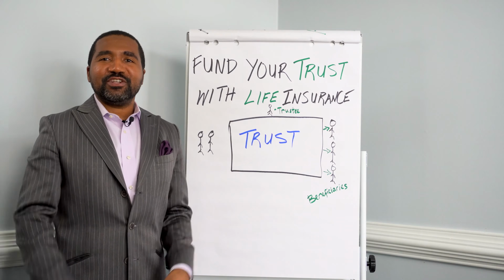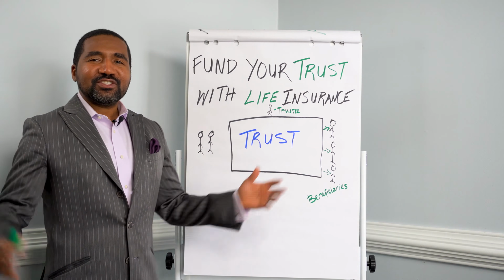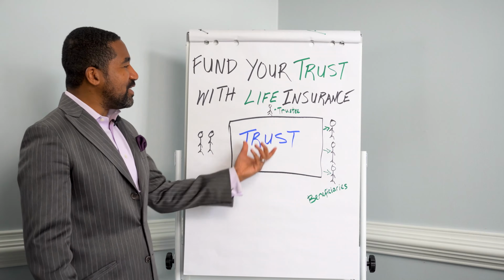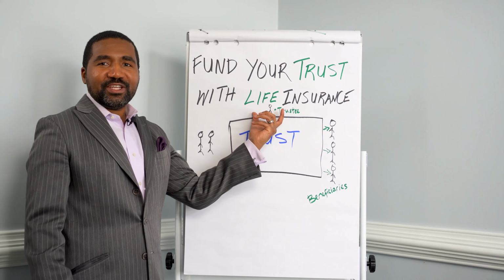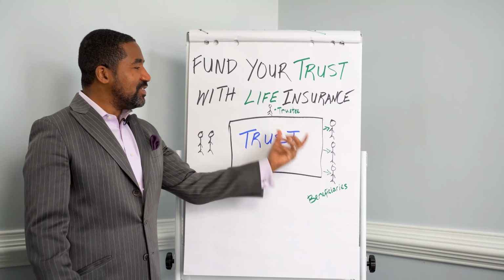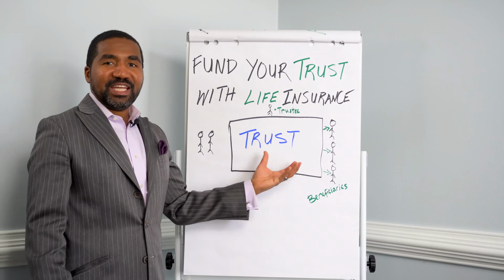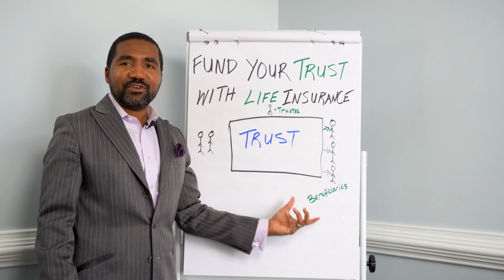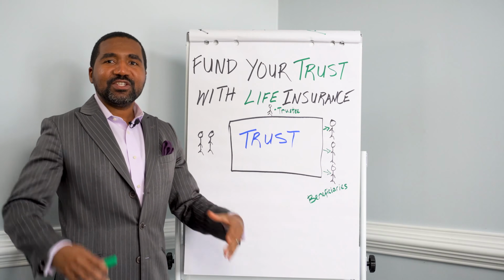So this is how to fund your trust using life insurance. So what is a trust? A trust is a legal entity in which one party, called a trustee, oversees assets to be managed for the benefit of another party, called a beneficiary, or beneficiaries in this case. So how does that work?